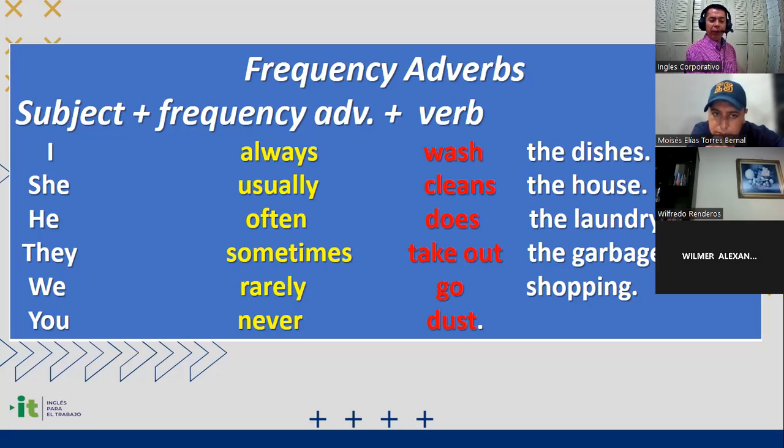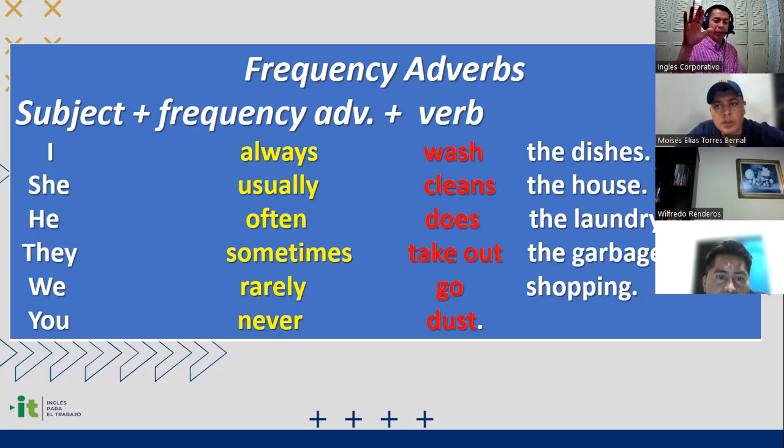Now, Wilmer, do me a favor, please. Can you read all the sentences again? ¿Puede leerlas todas de nuevo, Wilmer? Listen to Wilmer, please. I always wash the dishes. She usually cleans the house. He often does the laundry. They sometimes take out the garbage. We rarely go shopping. You never dust. Excellent. Wilmer, congratulations. Rarely. This is the correct pronunciation. Yes, nice.